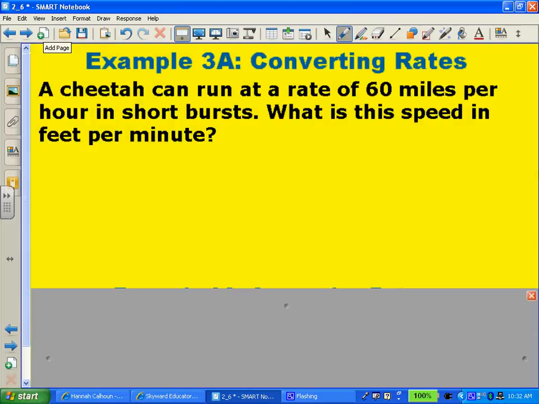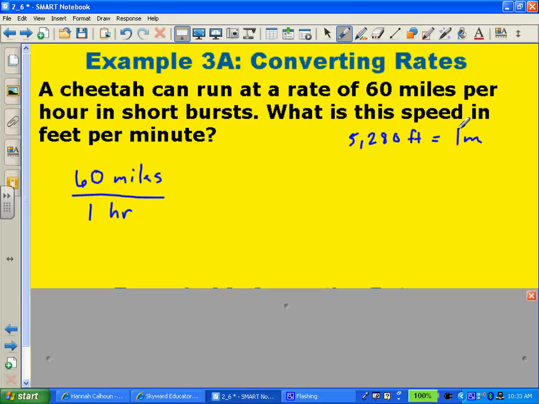Then this is my favorite type of problem here, converting rates. A cheetah can run at 60 miles per hour in short bursts. What is this speed in feet per minute? When we do these, we're going to use what we called conversion factors. Remember, these were in your vocab words. So I have 60 miles in 1 hour. Now I want to change that to feet per minute. So let's change miles to feet first. I have to know how many feet are in a mile. Hopefully you know that's 5,280.